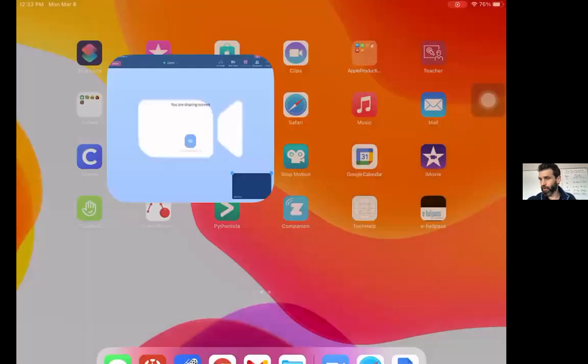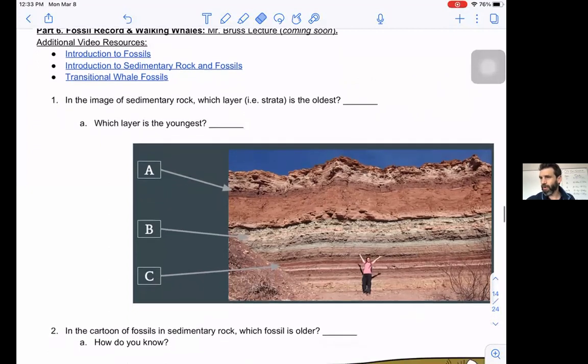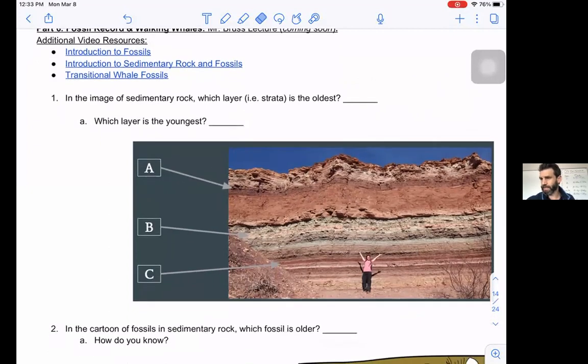All right, so here we are on part 6 or day 7 of our evolution unit. There's a few videos here and some readings that help put this into even greater detail. But what we learned about in lecture for this day is what's called the theory of superposition. And that theory is super simple.